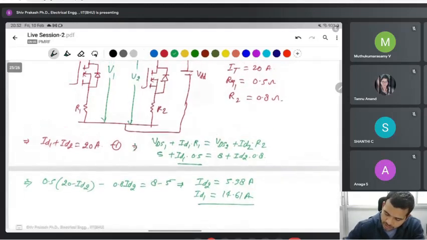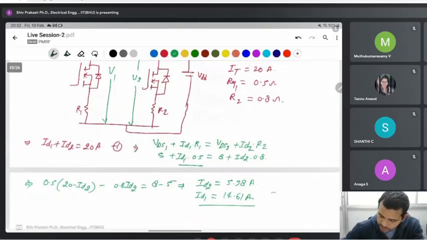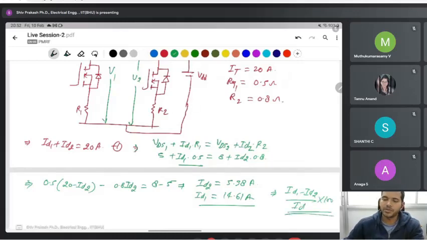For percentage difference, take the difference between them: (ID1 minus ID2) divided by ID, times 100. You can calculate this.